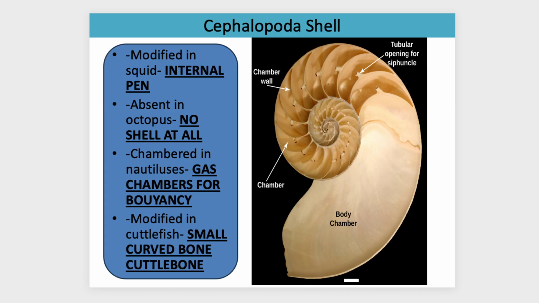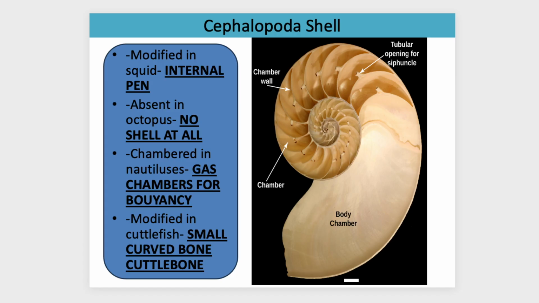So for the cephalopoda shell, depending on the organism, it's going to be used in different ways. So for example, in the squid, the shell is modified into an internal structure, and they call it an internal pen. And we'll look at the benefits of that. In an octopus, it has no shell at all, so it just loses its shell.